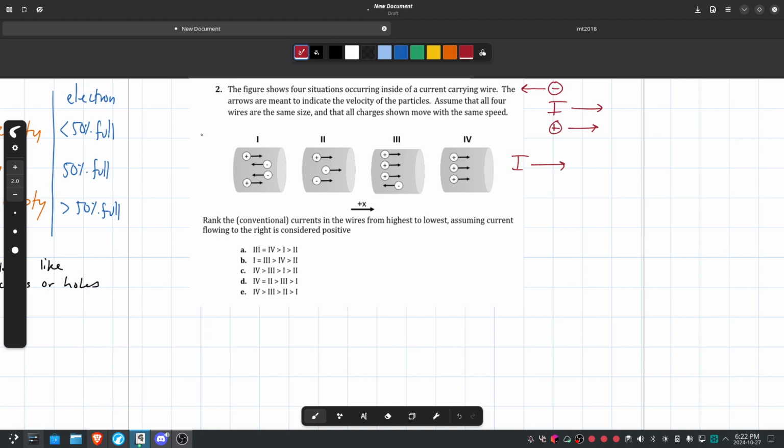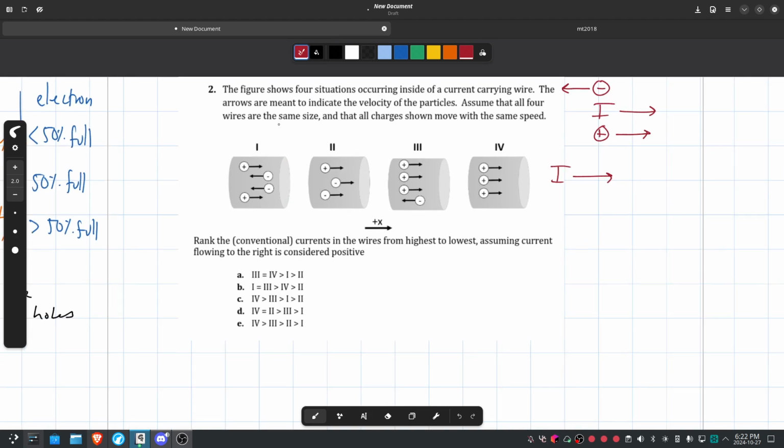So let's look at 1, for example. At 1, we have 2 positives and 2 negatives. These 2 positives are both flowing in the correct direction according to the current. That's going to be 2 current carriers to the right. And we also have 2 negative electrons flowing in the direction opposite to the current, to the left. So that's going to cause an additional 2 electron flows with the current.